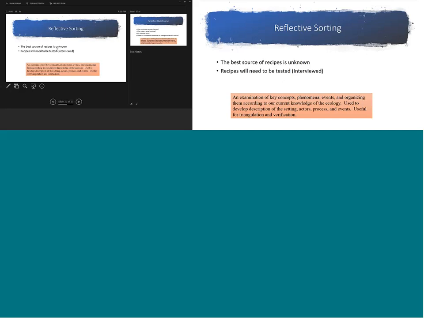So reflective sorting is just an examination of key concepts, phenomena, and events, and organizing them according to our knowledge of the ecology. It's used to develop a description of the setting, the actors, the process, and events. And it's also used later on when we get into analyzing your data and beginning to really build your theoretical position.